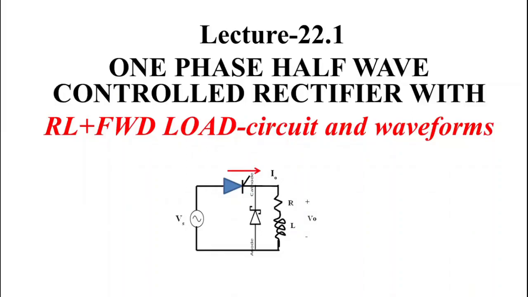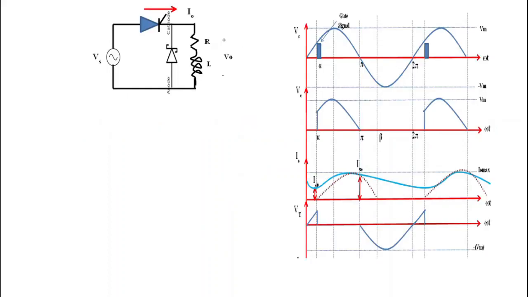This is the first part of lecture number 22, and in this lecture we will study the circuit and waveforms of a single-phase half-wave controlled rectifier with RL load having a freewheeling diode. So this is the circuit diagram of the rectifier.